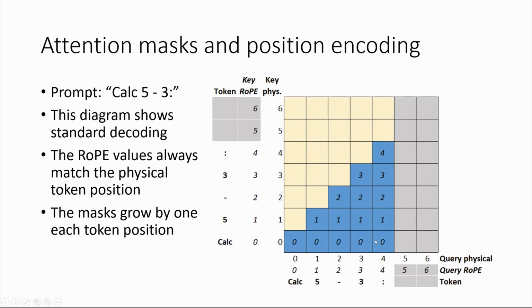And so in our standard decoding, what we see is that the rope values, which are here in italics, always match the physical, byte location, so to speak, of these tokens in the physical order. As you go further in the sequence, the mask is going to be one taller as you go to the right. And this is intuitive. There's zillions of diagrams that show this triangular mask. It's just known as the autoregressive mask.